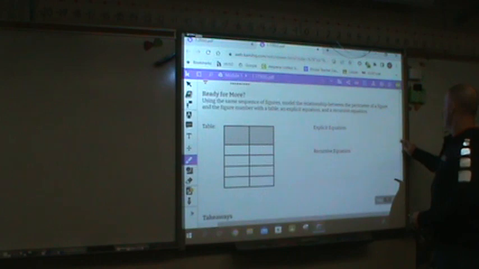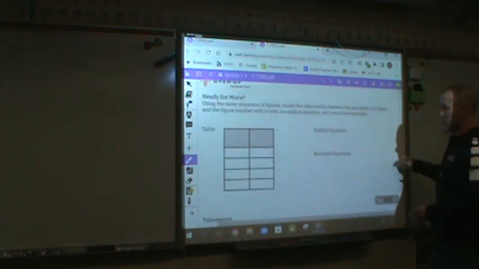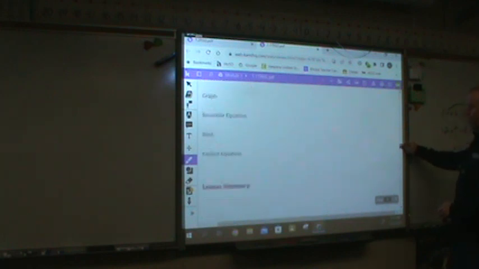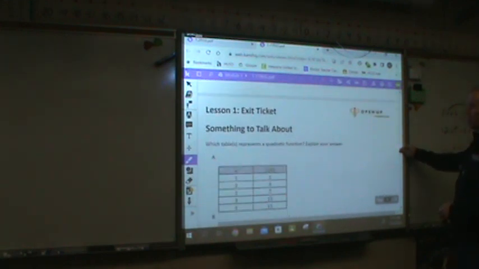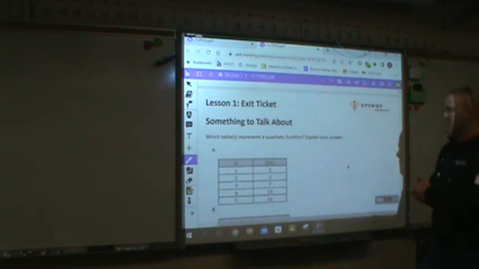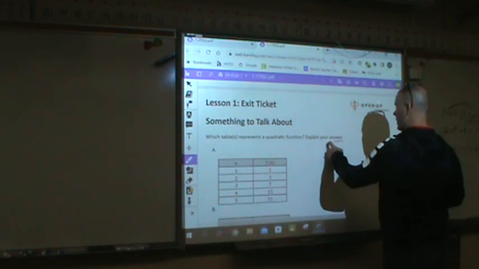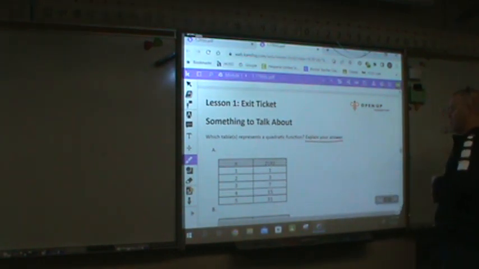This is going to cover the Ready for More, which is going to tie up the end of the lesson that we were working on. Before I do that though, I'm going to skip over to the something to talk about. And it says, which table or tables represent a quadratic function? Explain your answer. You better have an explanation on this.